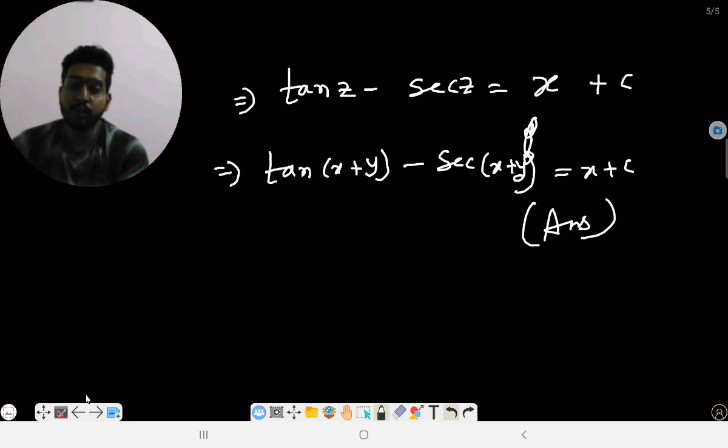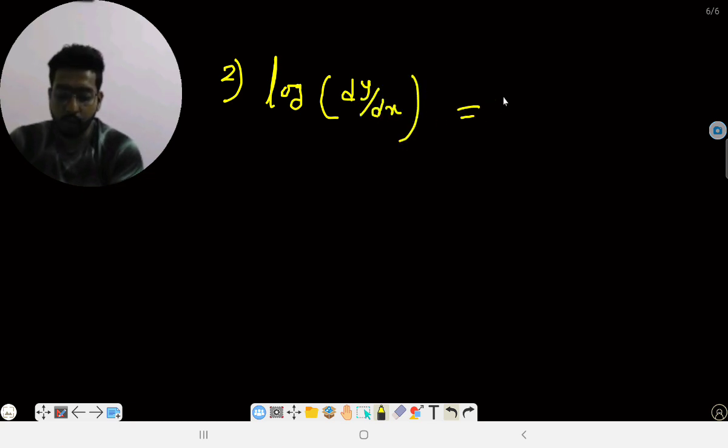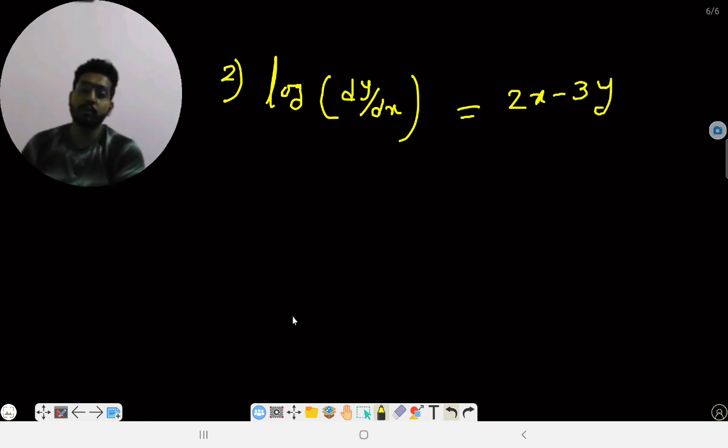Okay, now next one, question number 2. We will move to question number 2. So the next question is given like this. Question number 2: log dy/dx equals 2x minus 3y. Now how to solve this one? Log dy/dx equals 2x minus 3y.